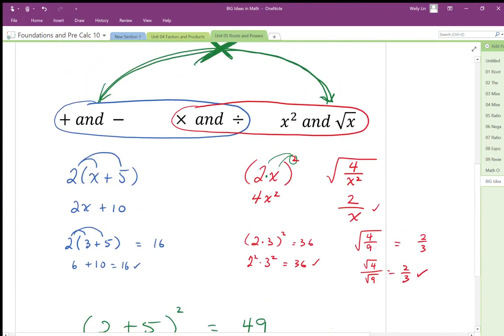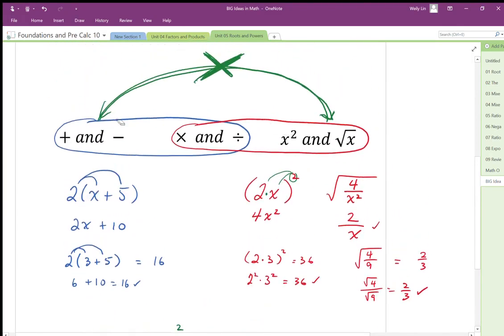And there is no compatibility between powers and pluses. There is some compatibility between times with powers. There's some compatibility with plus, minus, and times. But there's no compatibility with powers and plus and minus.